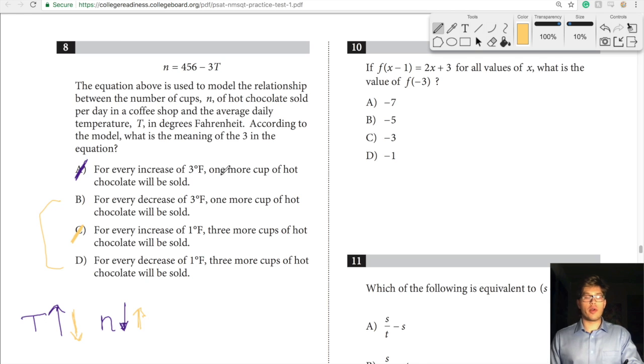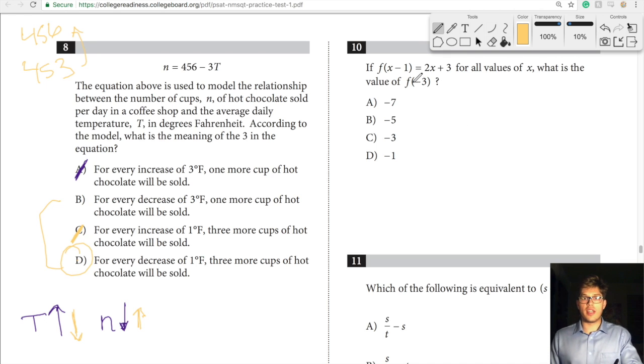So it's always good to narrow them down, even if you don't know, because a 50-50 guess is better than a 25% guess, right? So let's figure out, is it B or D? Well, it's always easy to plug in simple numbers. If t is 1, then it's going to be 456 minus 3, which is 453. And if it's 0, if it goes down 1 degree, then it stays at 456. So the cup count goes up by 3, so it's definitely D.